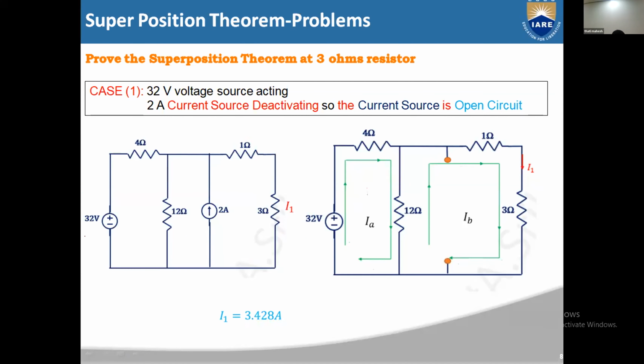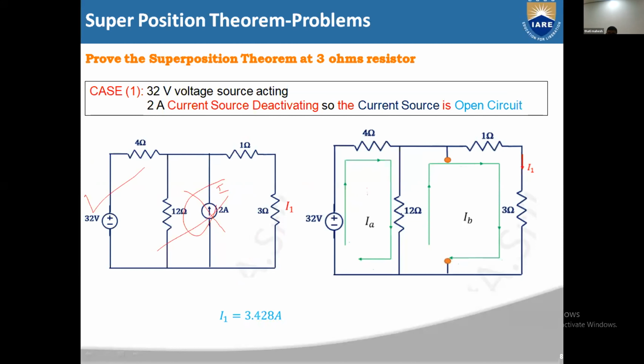After that, first activate the 32 volts, deactivate the 2 amps. When deactivating this 2 amps, identify whether it is a current source or a voltage source. It is a current source, so open this one. That is your diagram. After that, apply any mesh analysis or node analysis.